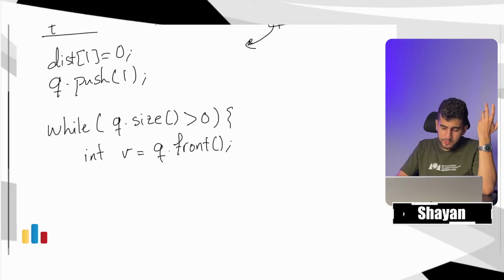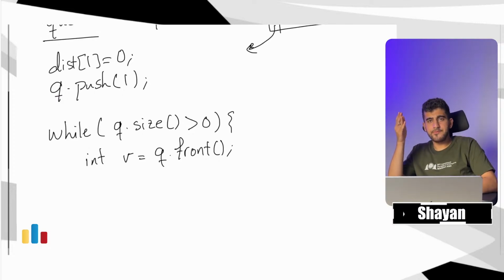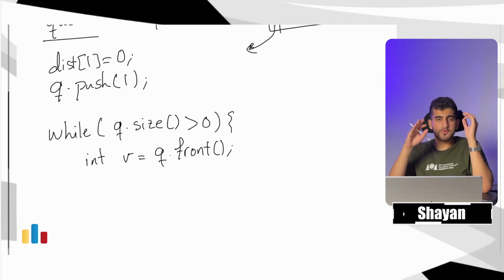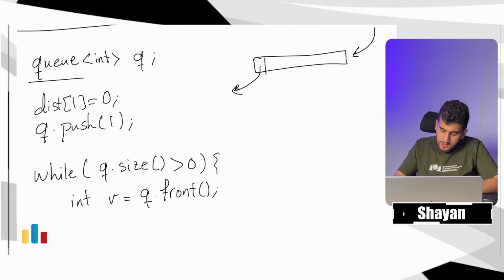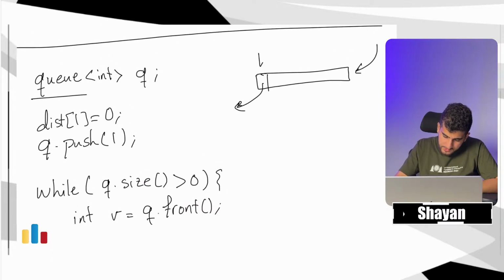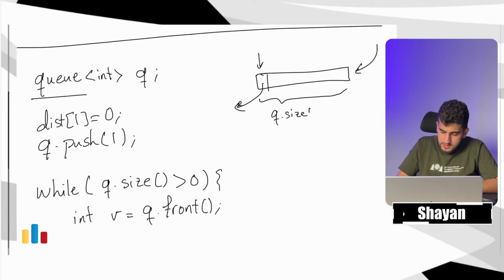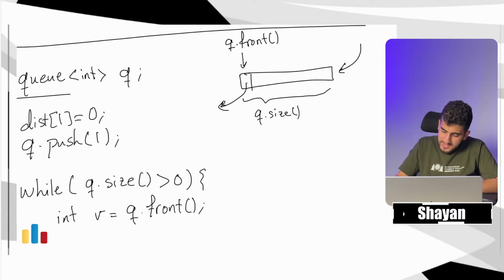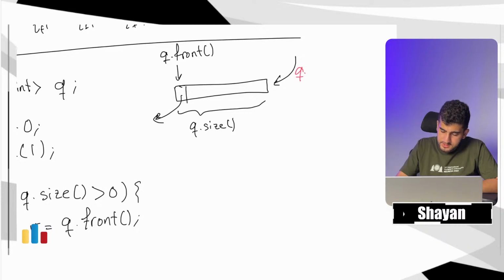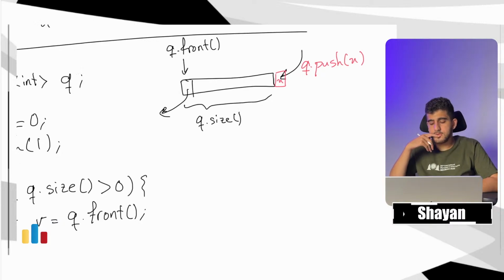I just see who is at the front of the queue, and I do his work. So Q.front is the person at the front of the queue. Q.size is how many people are in the queue. And the action of adding someone to the end of the queue is Q.push. If I say Q.push X, X will be added to the end of your queue.